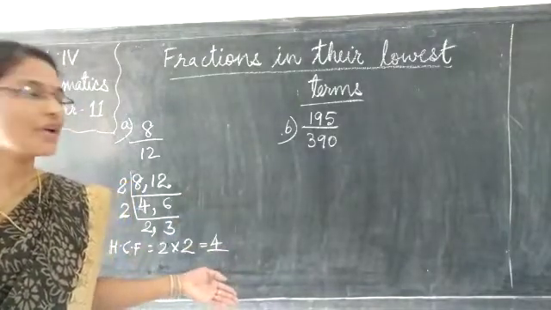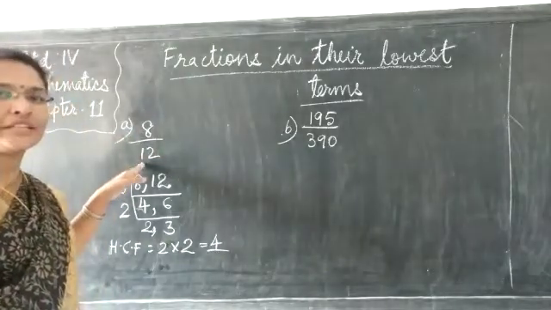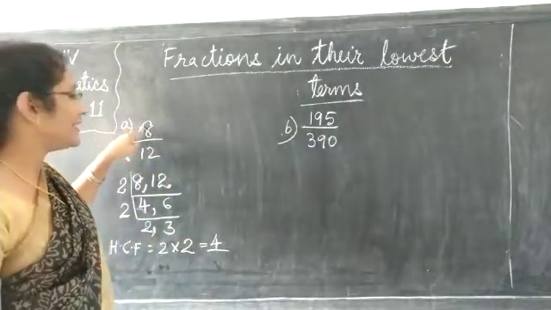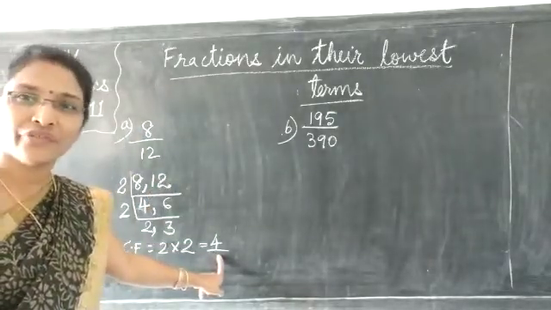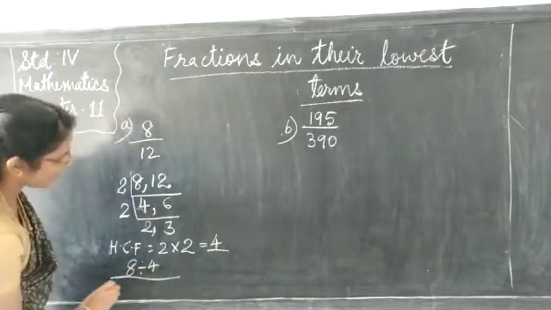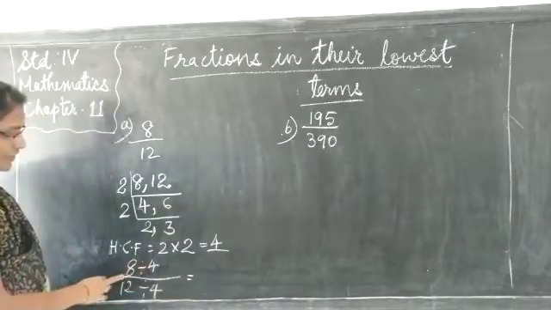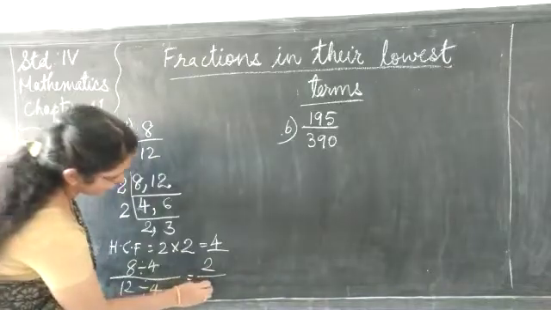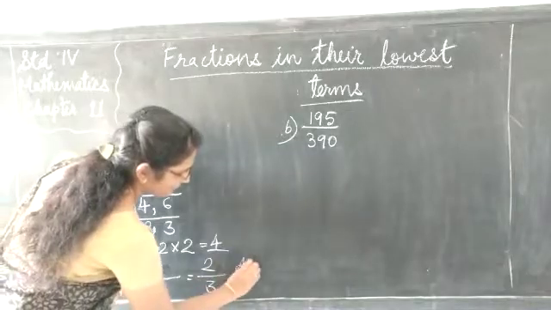Now what is the next step? The next step is we have to divide the numerator and denominator by the HCF. What is the HCF here? 4. Okay, let's do that. 8 divided by 4 by 12 divided by 4. How many 4's are 8? 4 2's are 8. How many 4's are 12? 4 3's are 12. We got the answer 2 by 3.